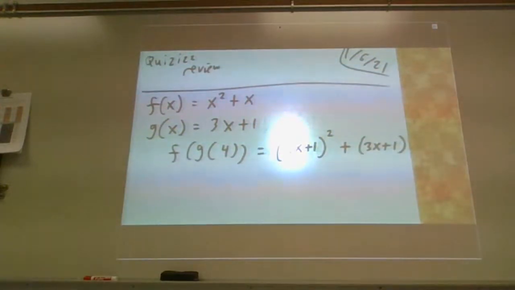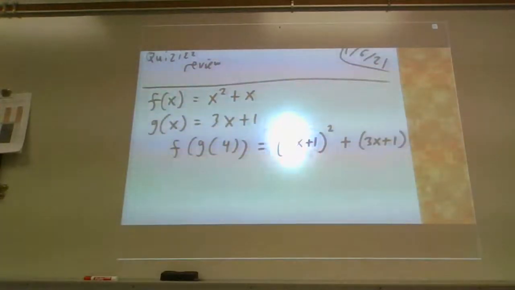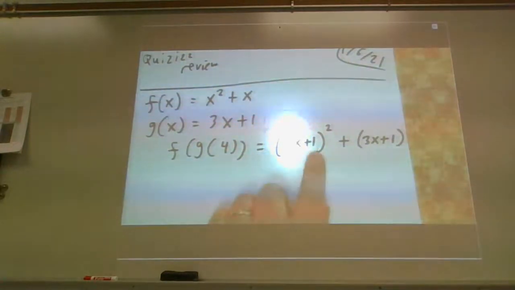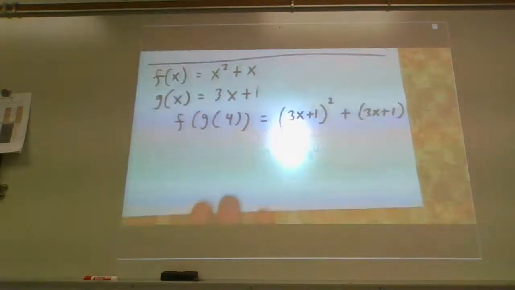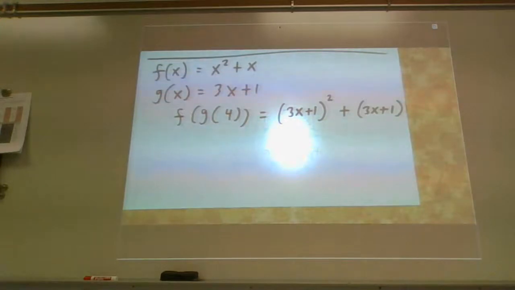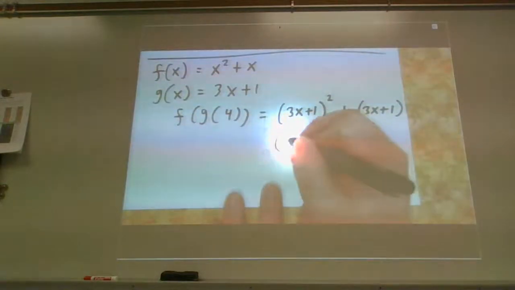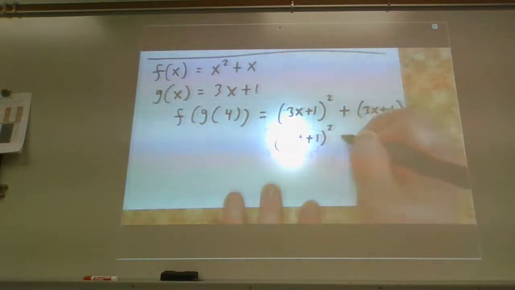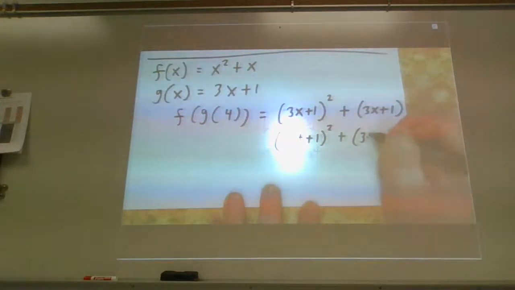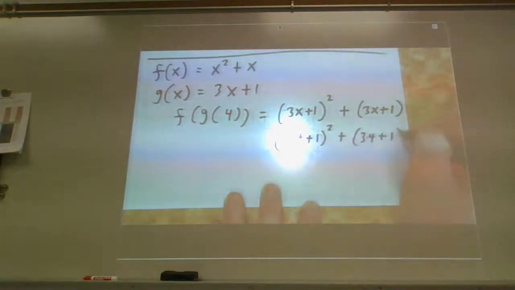Now, normally, if I was just simplifying this thing down, I would have to multiply out 3x plus 1 times 3x plus 1. I'm not actually going to do that for this problem. Since they want me to evaluate it at 4, I am going to take the next step of just plugging a 4 in for all of those x's.